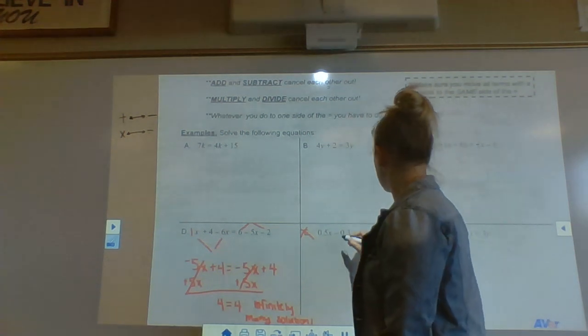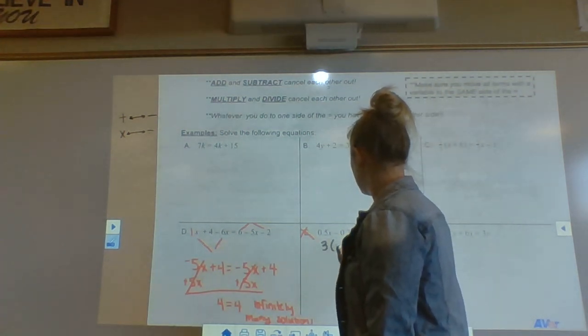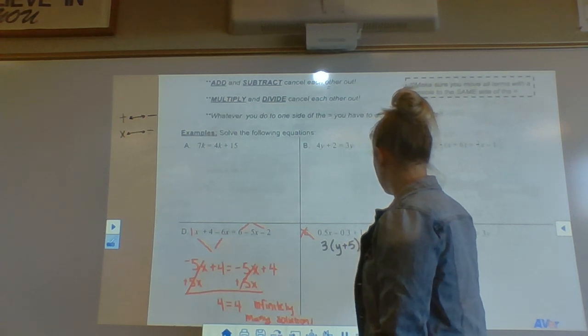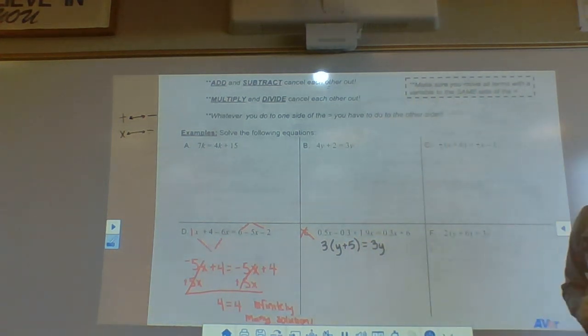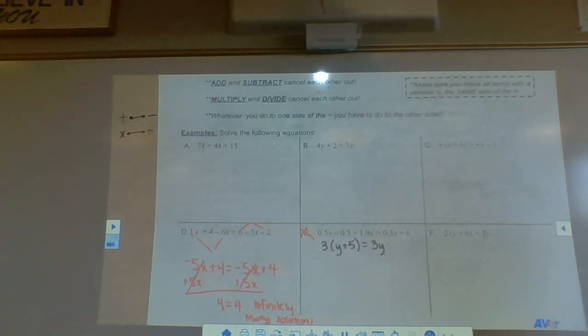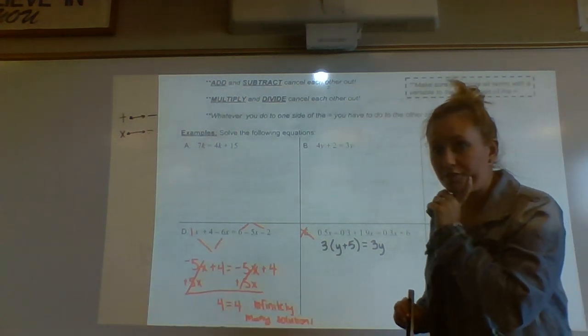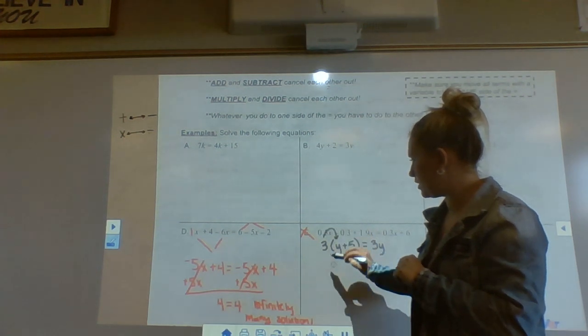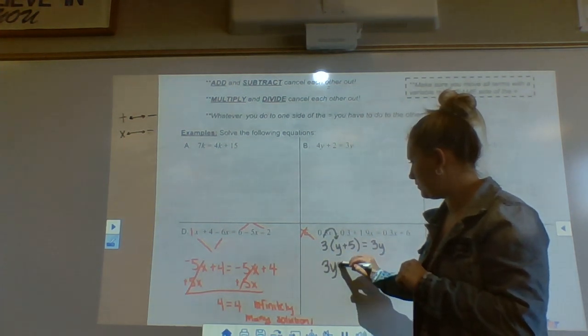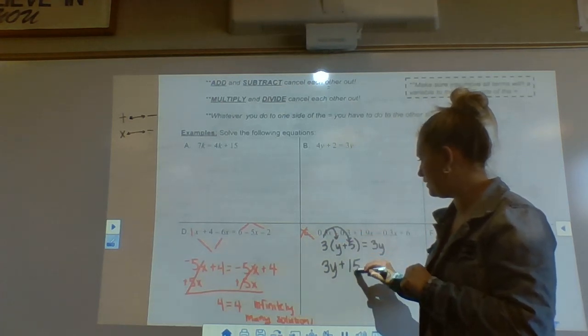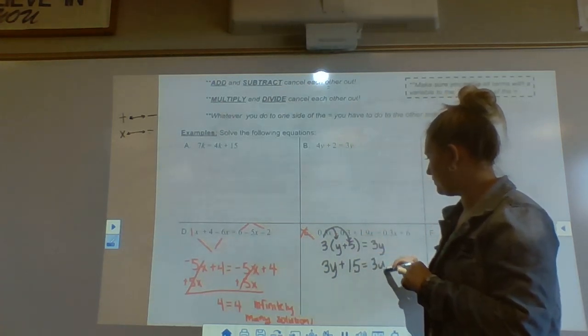In E, write this. Okay? 3y plus 5 equals 3y. Write that down, please. All right. This is another distributive property. So we get 3y plus 3 times 5 is 15 equals 3y.